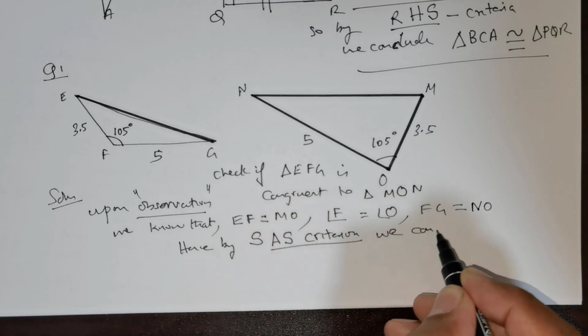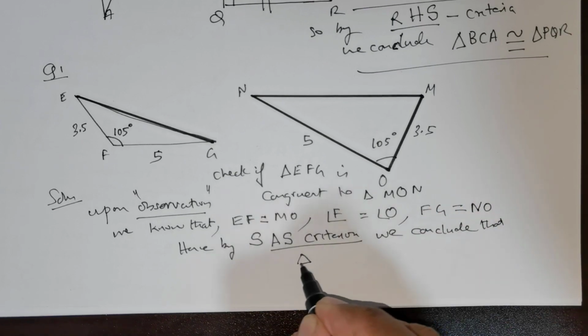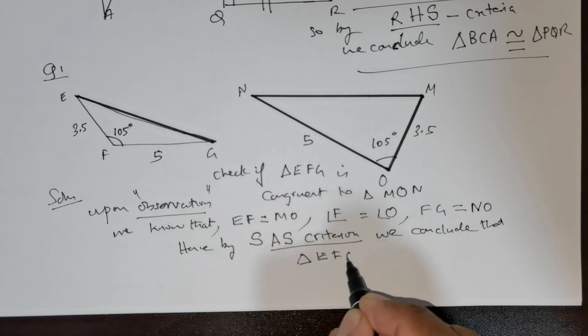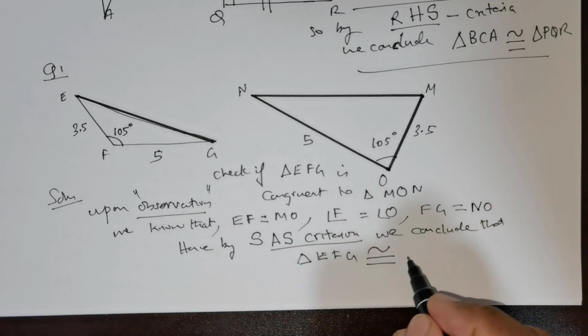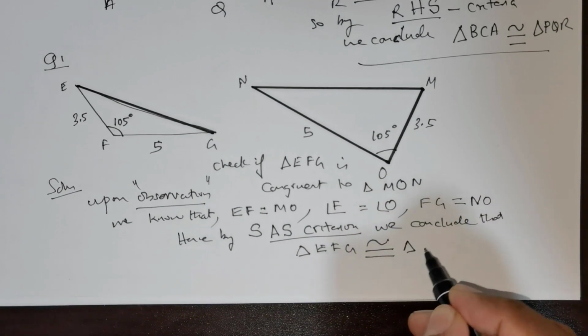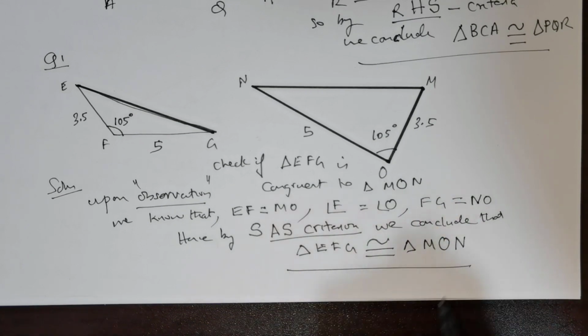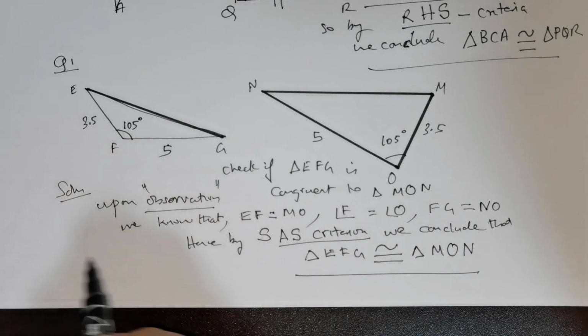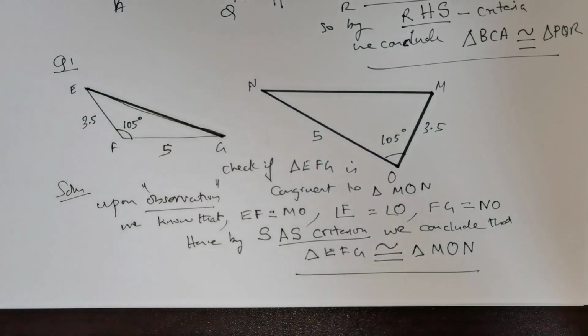We conclude that triangle EFG is congruent to triangle MON. So that's the solution, right? So you will have to write the following steps to complete the solution.